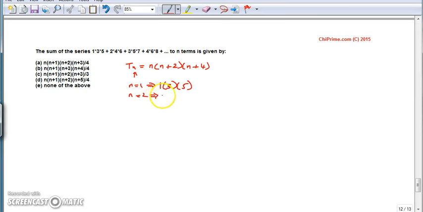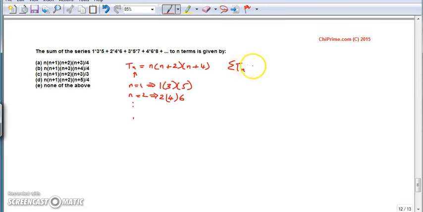n equal to 2 gives us 2 times (2 plus 2) is 4, and (2 plus 4) is 6. 2 times 4 times 6, which is the second term of the series, and so on. So Tn is n times (n plus 2) times (n plus 4). We want to find the sum of Tn.